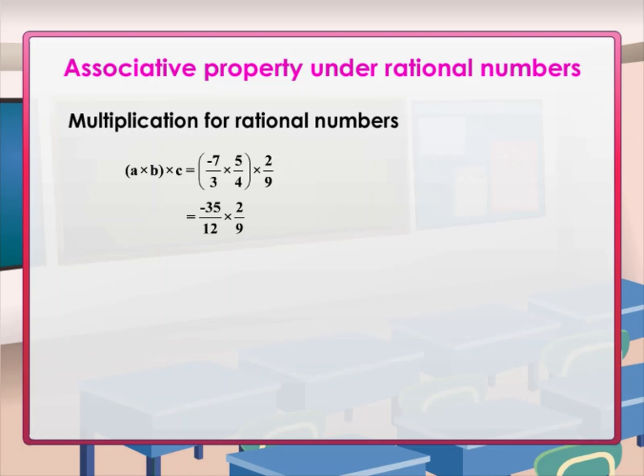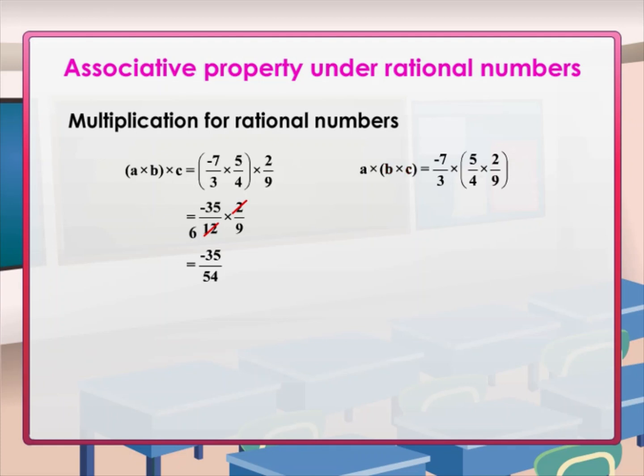So we can actually simplify this further because you have 2 over here and 12 in the denominator. So we cancel, 2 times 6 is 12. When we simplify this, we get minus 35 by 54. So this is the result of a multiplied by b and then multiplied by c. Next, let us look at what will happen if we group b and c.